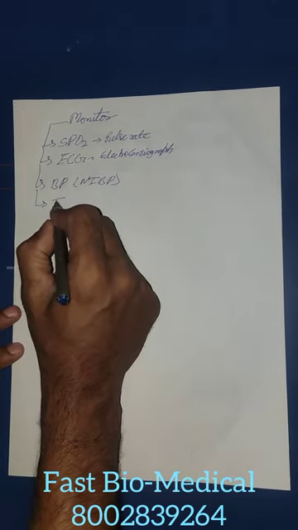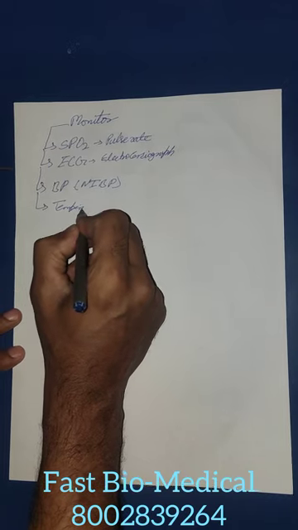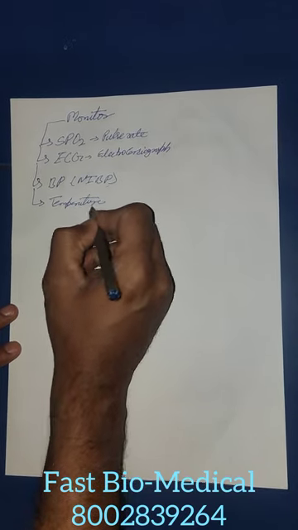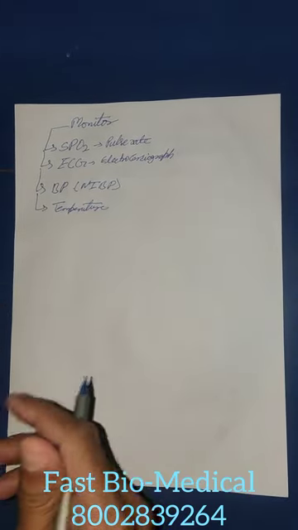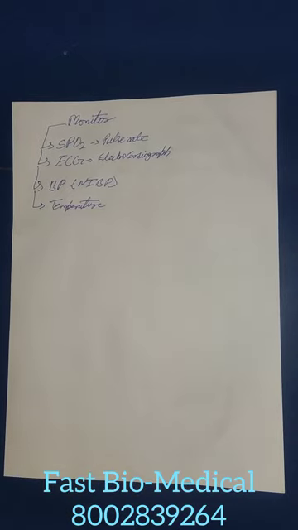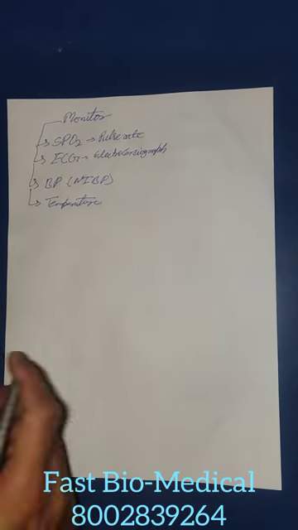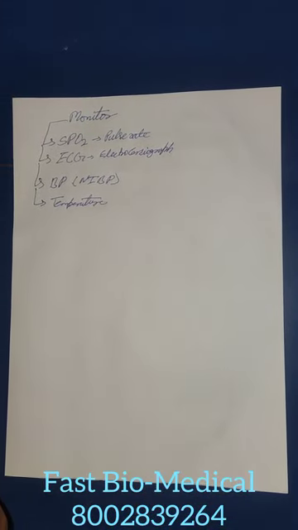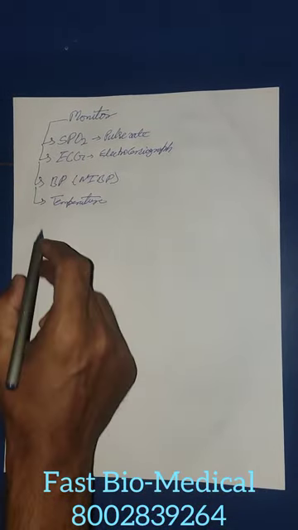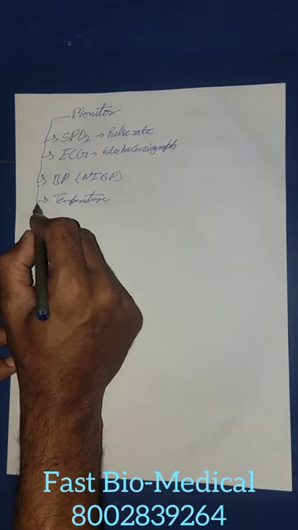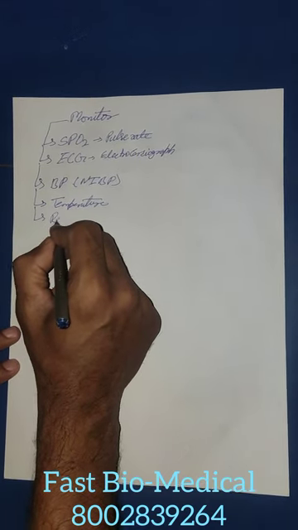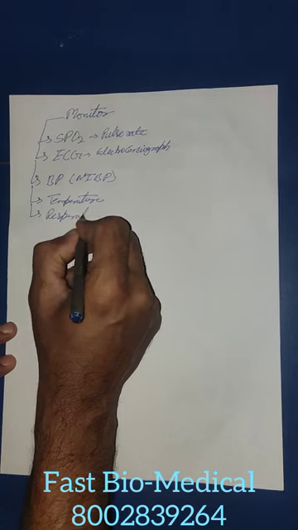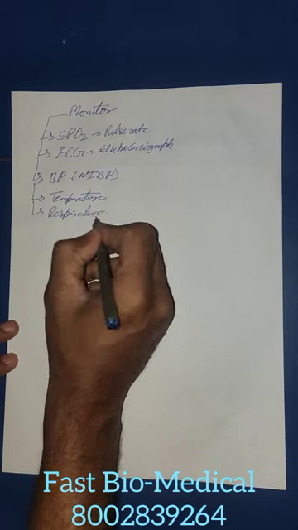The fourth parameter is temperature. Temperature is a basic parameter that we can use in determining whether the patient is in good temperature condition or bad. It is generally measured with a simple thermometer, but in a monitor there is also a function of measuring temperature. And the fifth parameter is the respiration rate.